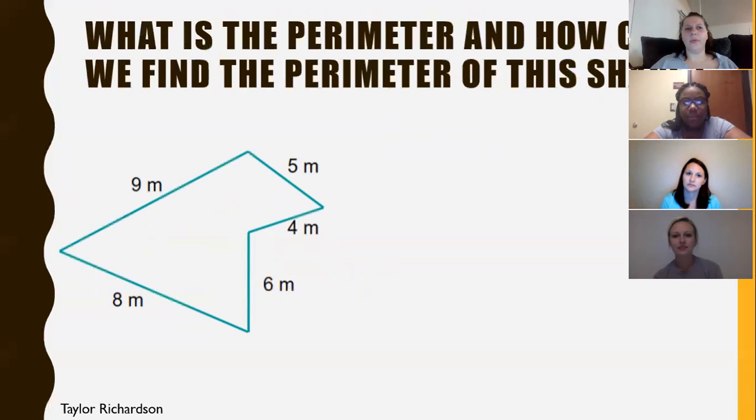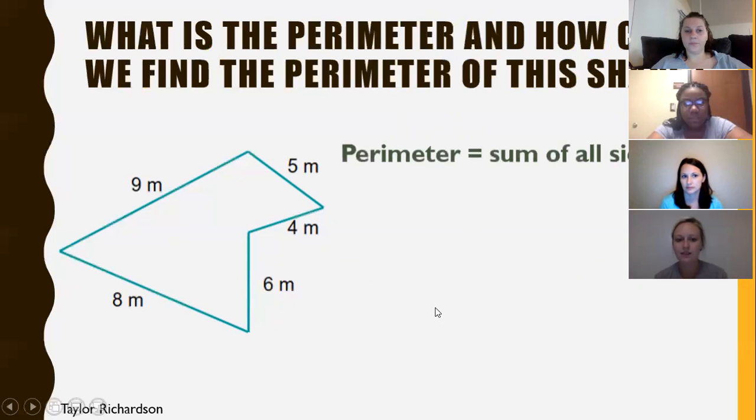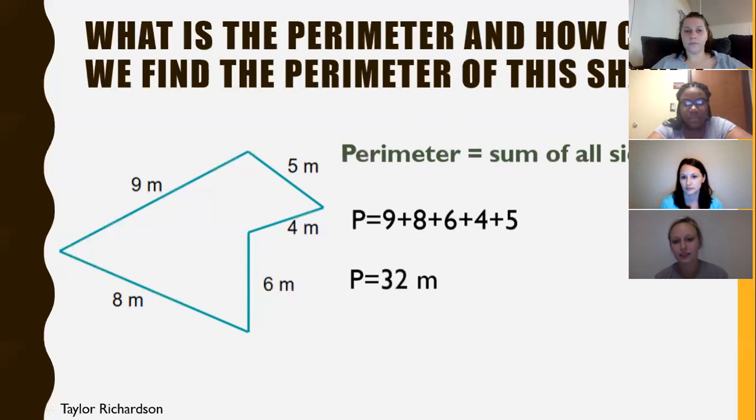Taylor, what is the perimeter and how can I find the perimeter of this shape? The perimeter of an object is simply the total measure of all of the sides of an object. To find the perimeter of a shape is really simple. All you need to do is add up the length of each side of the shape. So when we're looking at this shape, we have a polygon with 5 sides, and what we want to do is add up each side. So we would add 9 plus 8 plus 6 plus 5 plus 4, and we would get that the perimeter of this shape is 32 meters.